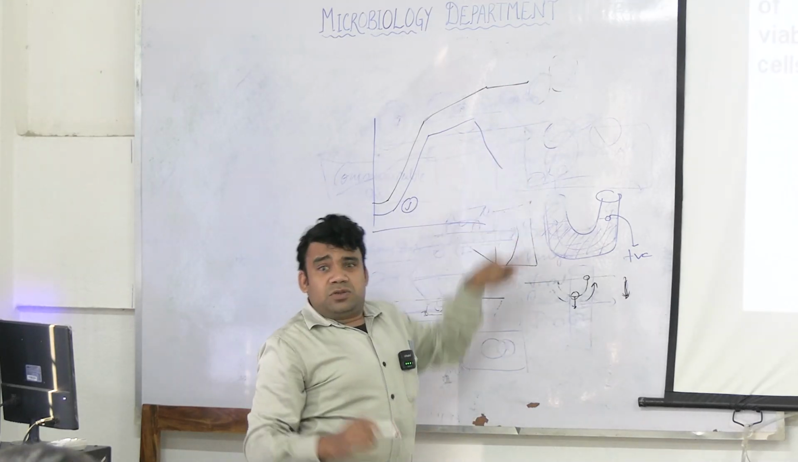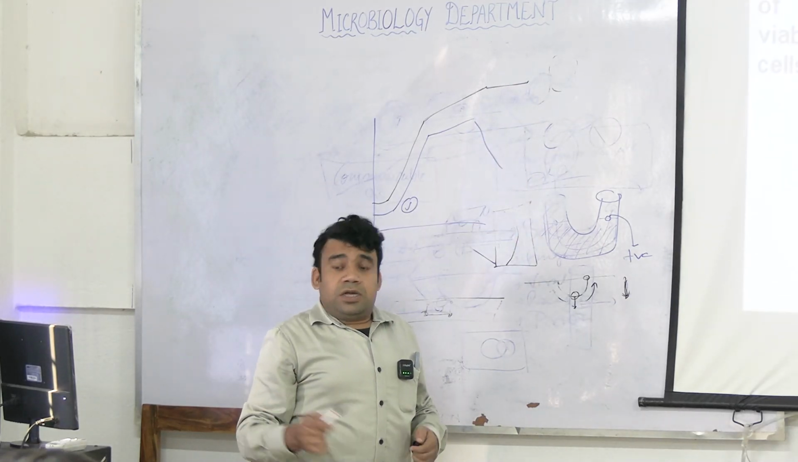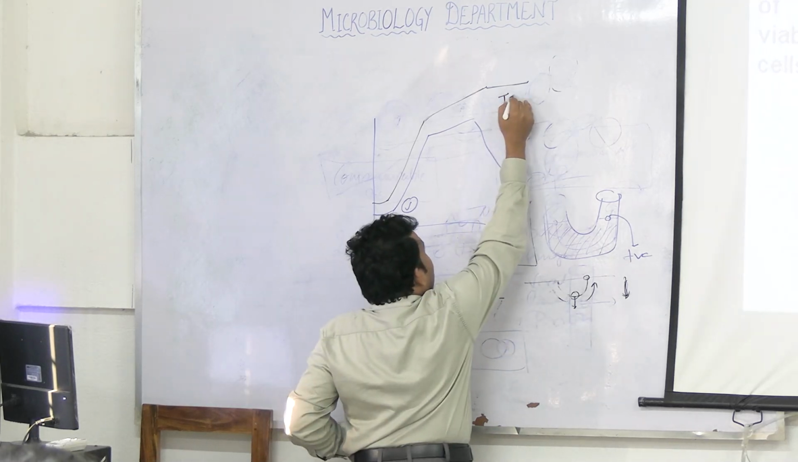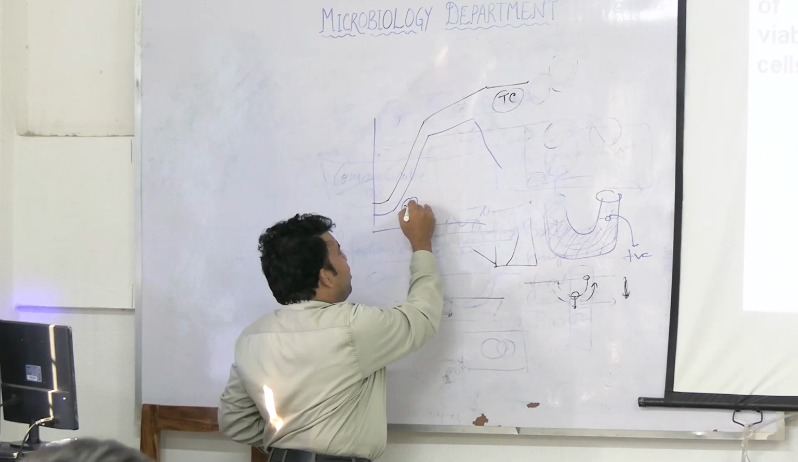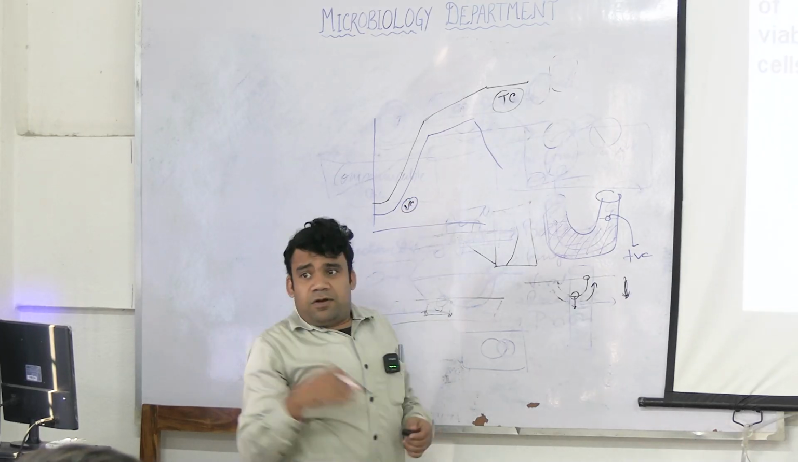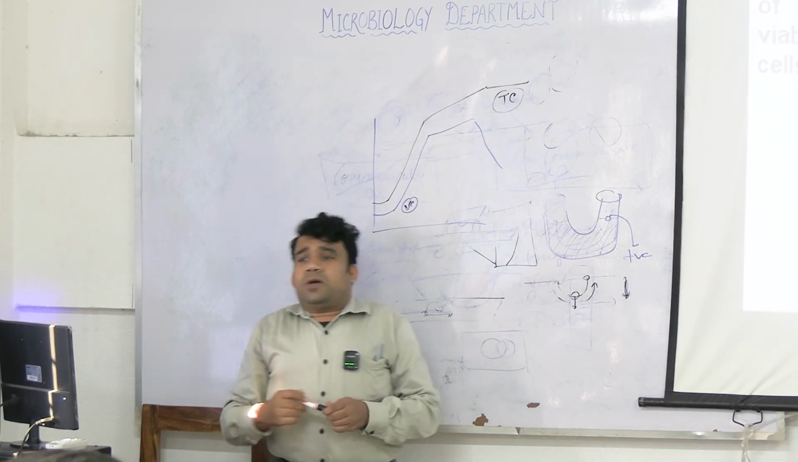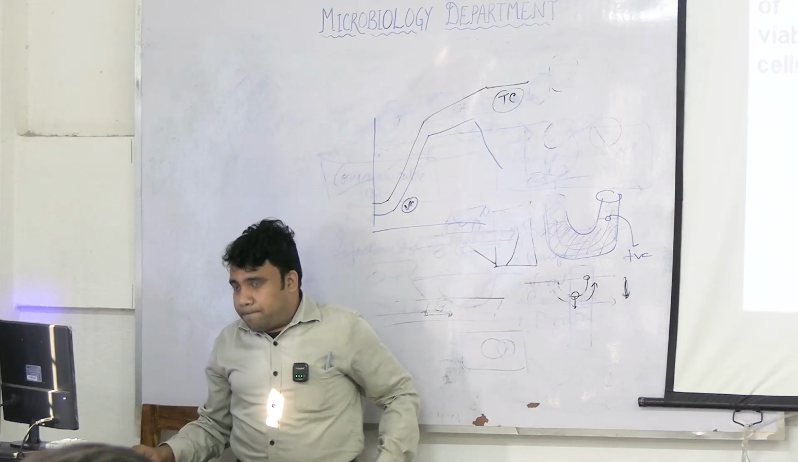ভায়াবল ব্যাকটেরিয়া মরে যাচ্ছে কিন্তু টোটাল নাম্বার অফ ব্যাকটেরিয়া সেম, so this is called the total count, and this is called the viable count. That is, viable means, the word viable comes from vita, meaning living.